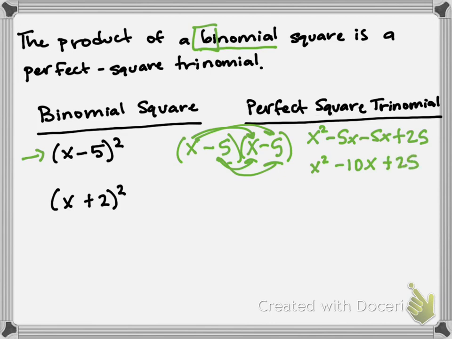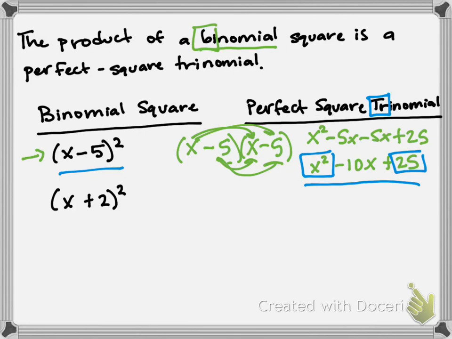This is a perfect square trinomial. Remember, tri means 3. I have 3 terms. X squared is a perfect square. X times x is x squared. 25 is a perfect square. 5 times 5 is 25. So we went from a binomial square to a perfect square trinomial.